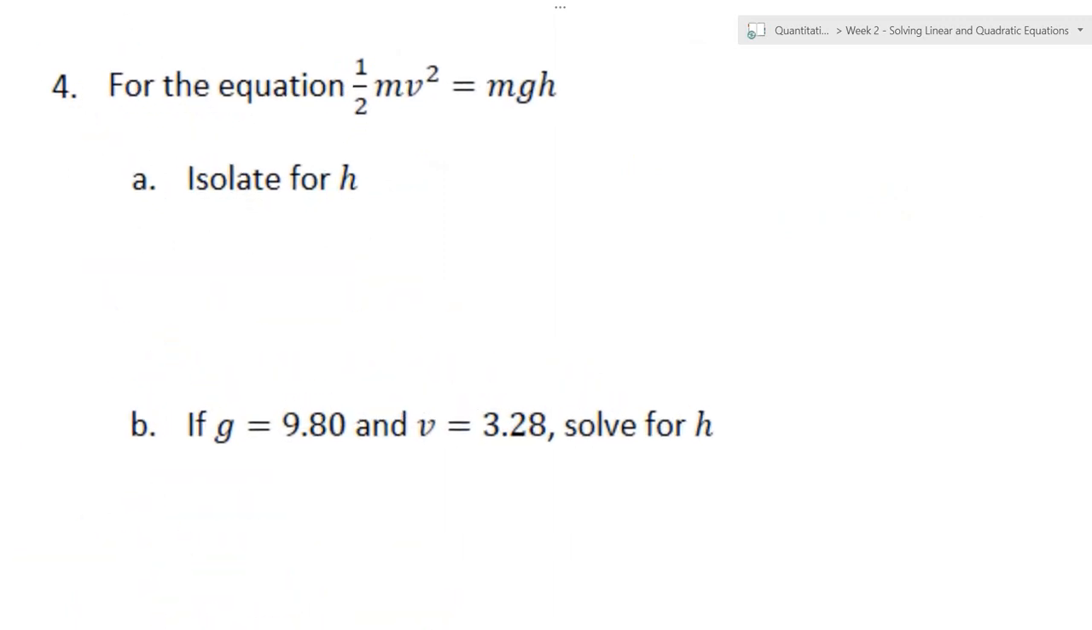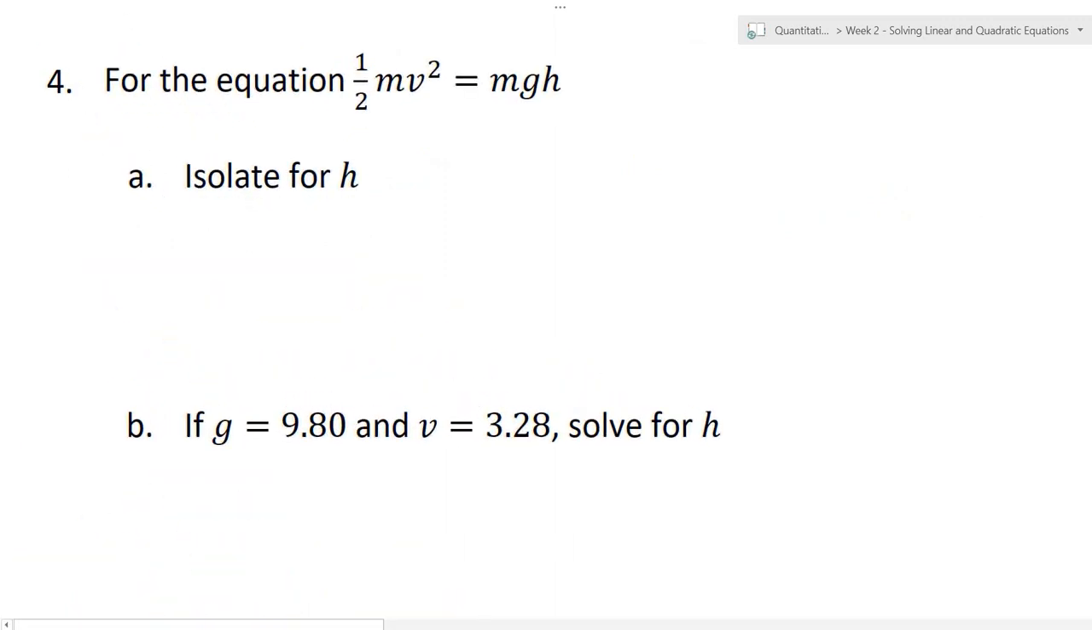All right, moving along to question 4. So now I have an equation, 1/2 mv squared equals mgh, and I want to isolate for h. So this variable here, I want it to be on its own. Okay, so that means I need to get rid of the m and the g. Okay, so if you think you know how to do this, go ahead and try it out, pause the video, and then continue on with us once you're done.